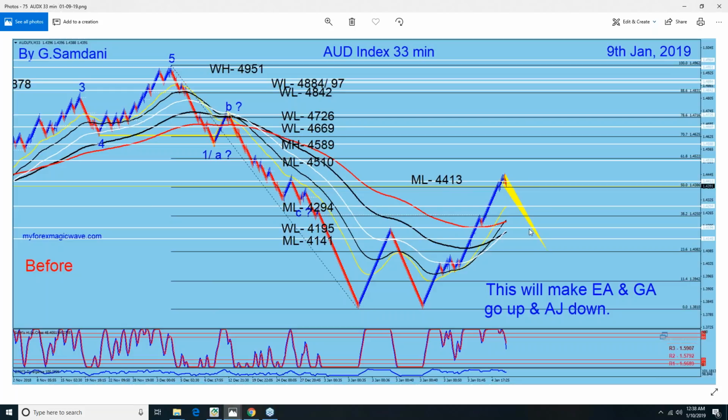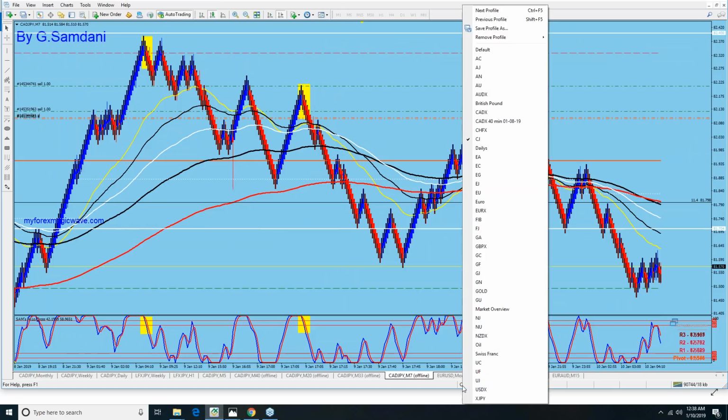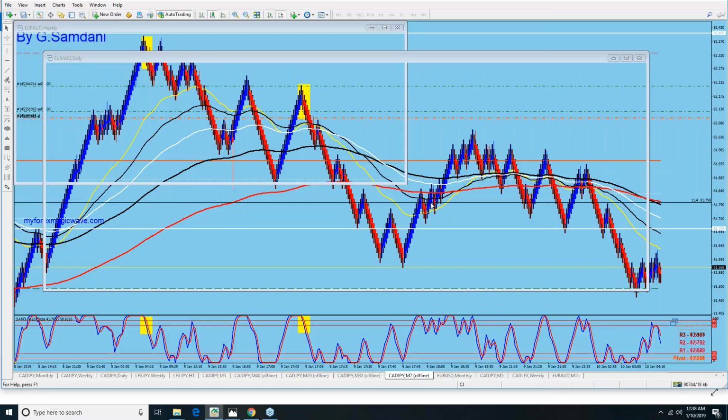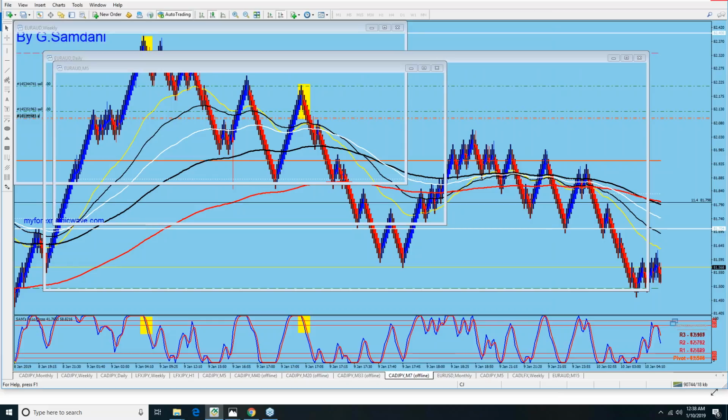So I said, good chance that we're going to drop here, and if we do, this will make EA and GA go up and AJ down. So what did I do here? So far, let me show you, Euro Aussie is supposed to go up, and Aussie yen is supposed to come down. The Aussie yen trade I have on the other computer with EC Euro CAD. I'll show you in the next video.